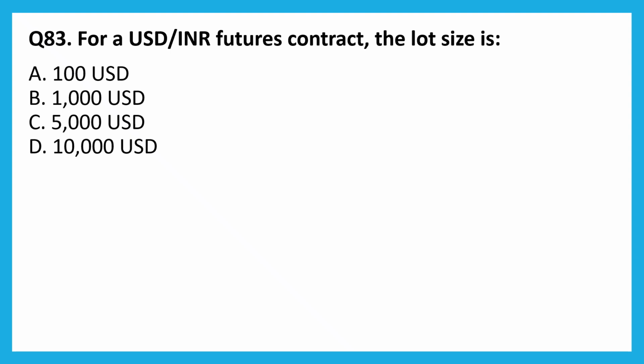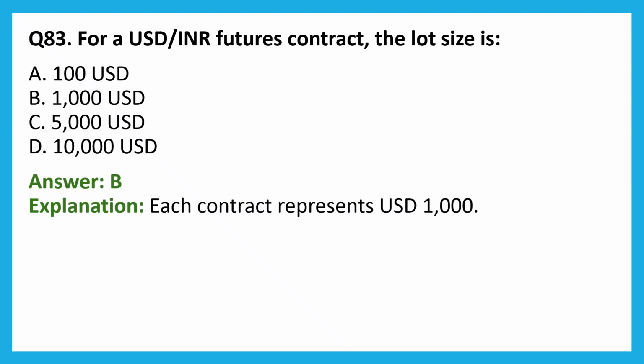For a USD INR futures contract, the lot size is option A 100 USD, option B 1000 USD, option C 5000 and option D 10,000. Correct answer is option B USD 1000.